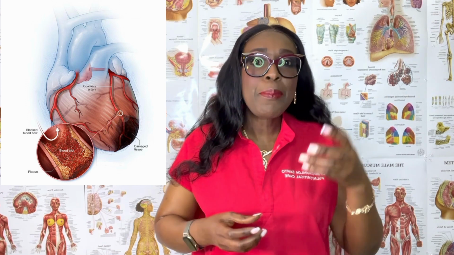Sometimes that plaque ruptures, it breaks off, and then it travels into some other smaller blood vessels. And when it goes into smaller blood vessels with smaller diameter, it just blocks them, and then all the cells behind that muscle just die.